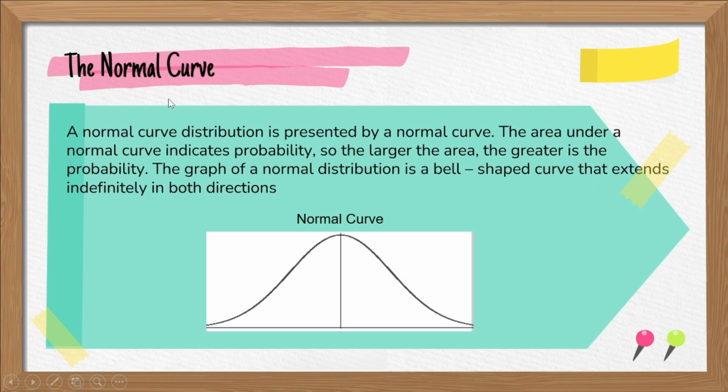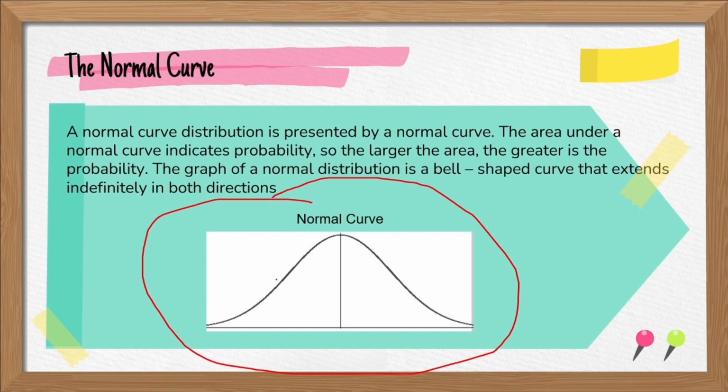The normal curve. A normal curve distribution is presented by a normal curve. The area under a normal curve indicates probability. So the larger the area, the greater is the probability. The graph of a normal distribution is a bell-shaped curve that extends indefinitely in both directions. So this is how the normal curve looks like. So it looks like a bell-shaped curve that extends in both directions.